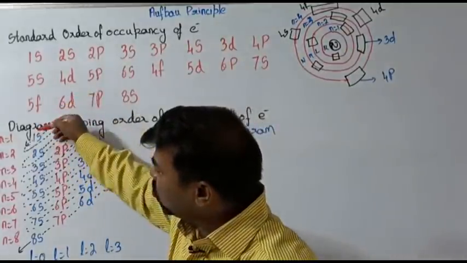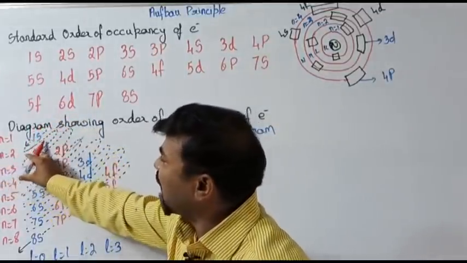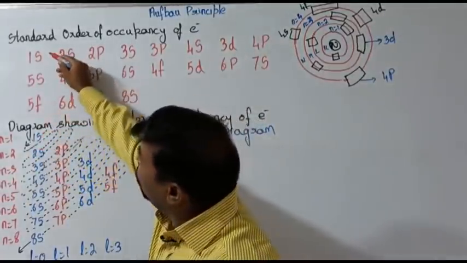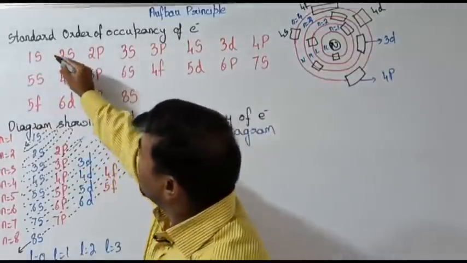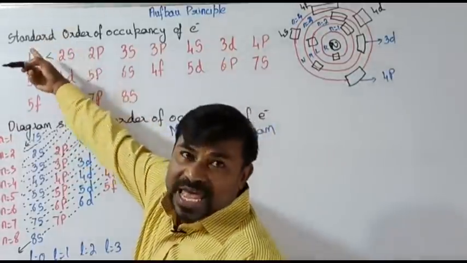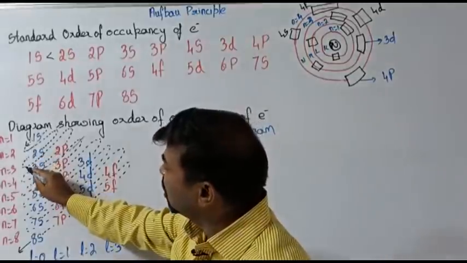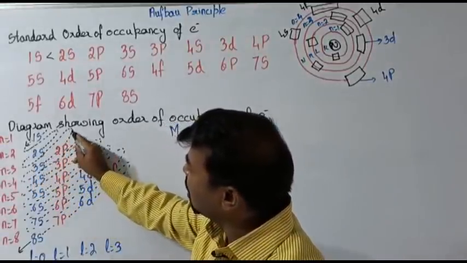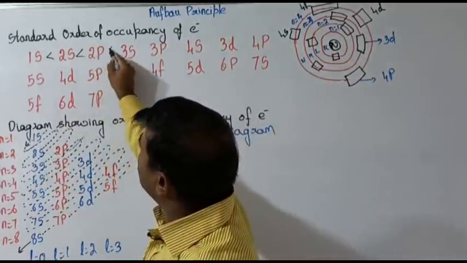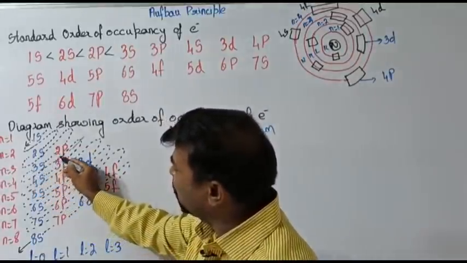While going down, you go through the 1s, and while coming back, you come back from the gap. According to the rule, 1s should be filled first. The N plus L value is greater for 2s than for 1s. So 1s is filled first, later 2s is filled, then I come back from the gap, and again while going, 2p and then 3s. So after 2p, then 3s.